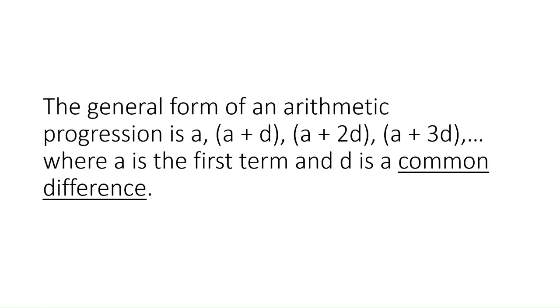So, what is the general form of an arithmetic progression? The general form of an arithmetic progression is A, A plus D, A plus 2D, A plus 3D, and so on, where A is the first term and D is the common difference. Let us use this general form to find out the first four terms of the required AP.